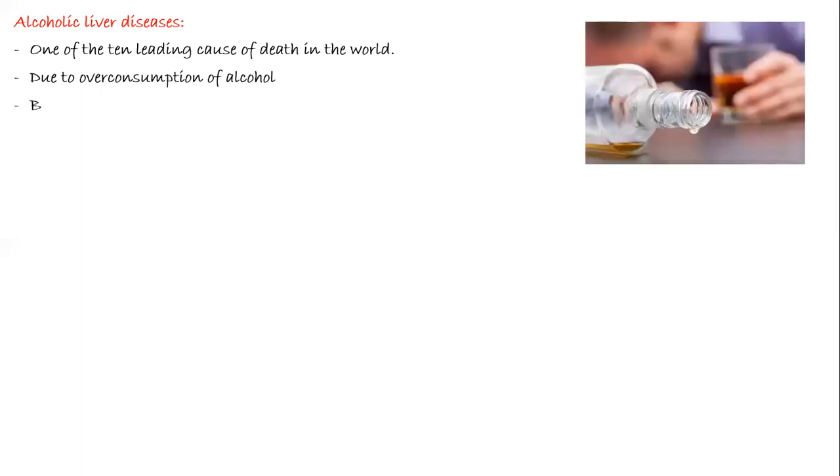Now let's take a look at alcoholic liver disease. It is one of the 10 leading causes of death in the world, and it occurs due to overconsumption of alcohol. Now why does it occur? Because of the buildup of fats and scarring of the liver tissues.